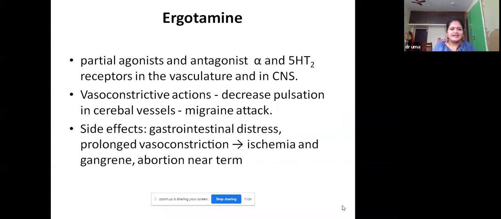And ergotamine is an agonist and antagonist at alpha and 5-HT2 receptors in the vasculature and in the CNS. The main mechanism is vasoconstriction. So it decreases the pulsation in the cerebral vessels. So they are used in migraine attack. Because of the prolonged vasoconstriction, they may produce ischemia and gangrene, and they cause abortion near term.